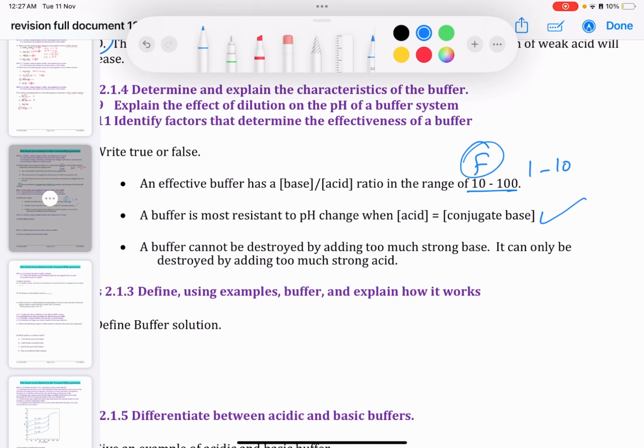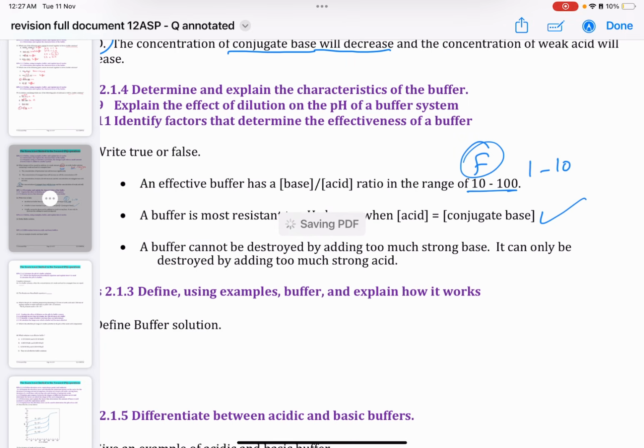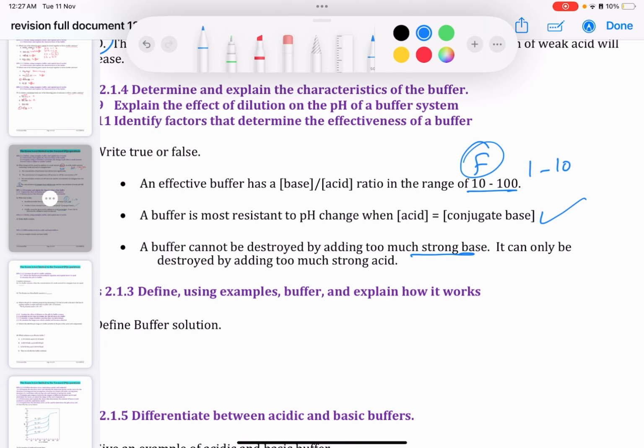A buffer cannot be destroyed by adding too much strong base. Definitely a buffer can be destroyed if we add too much strong acid or strong base, because the added strong acid or strong base are going to consume the weak acid or the conjugate base of the buffer. And they're going to react with that added strong base to neutralize it. So we're consuming it. So definitely there's an end to the buffer if you added too much of a strong acid or too much of a strong base.